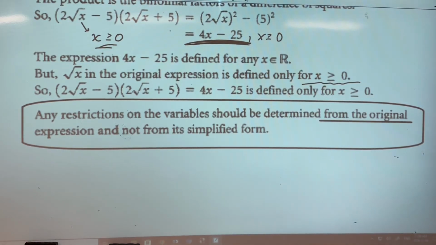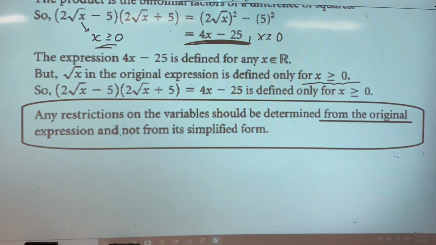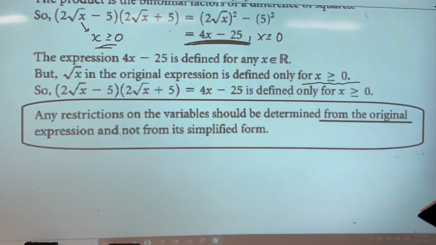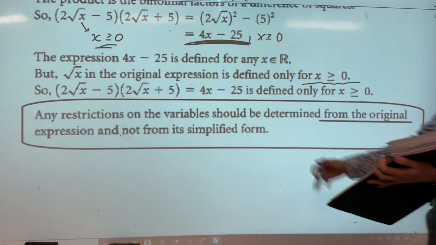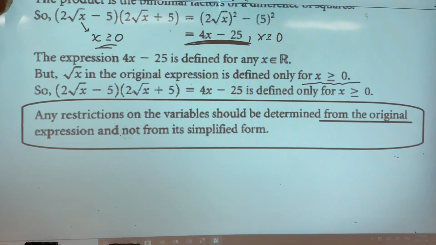So the conclusion, if you want to highlight this: the restrictions on the original expression are going to exist at the end of the question, even if it doesn't look like they do. If you just look at this, you're like, well, there's no problem plugging in any real number. But because it came from this and then you simplified it, you need to keep that restriction. So we'll be doing that for every question.